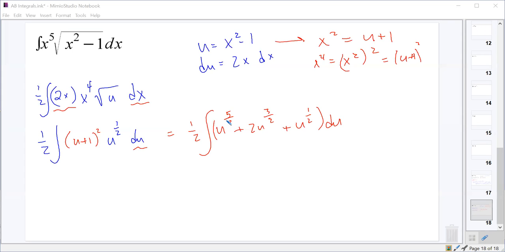All right, let's integrate this. We got 1/2, and then u to the 5/2 ought to be 2/7 u to the 7/2, and 2u to the 3/2 ought to be u to the 5/2 times 2/5, so 4/5 u to the 5/2, and then that last one ought to be 2/3 u to the 3/2.